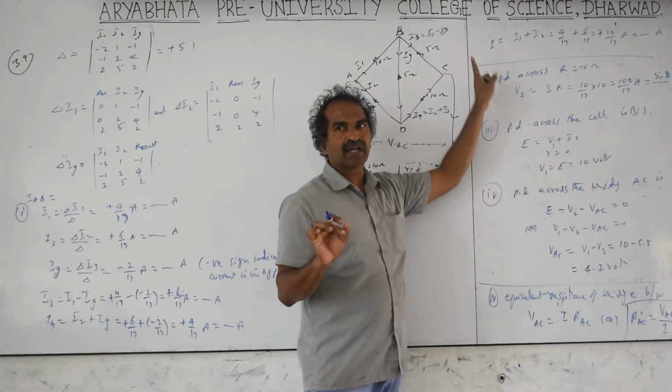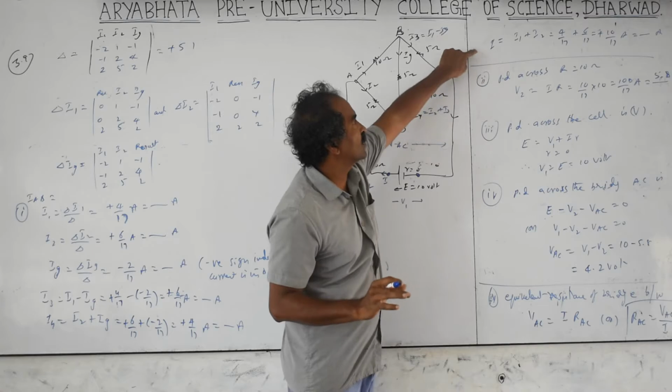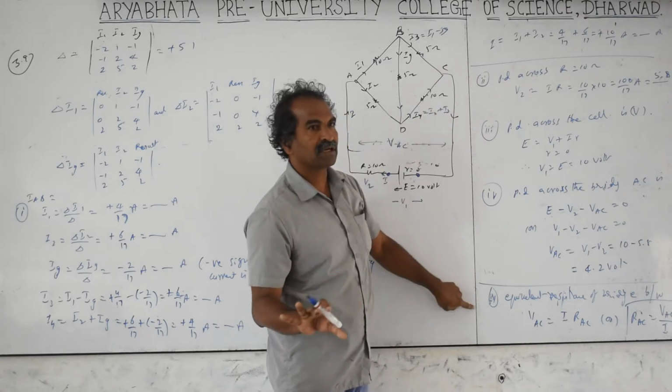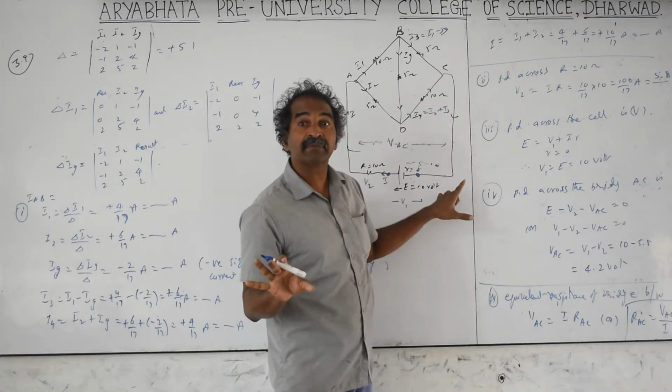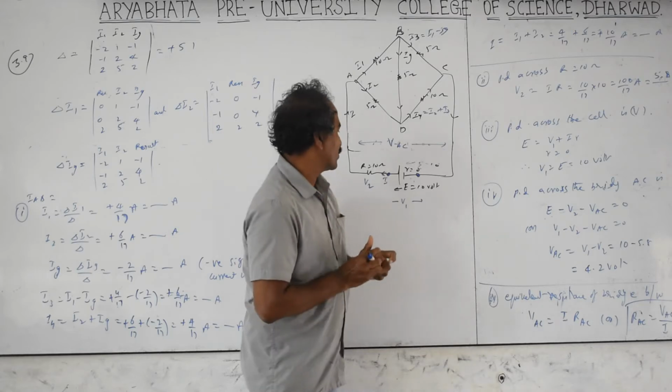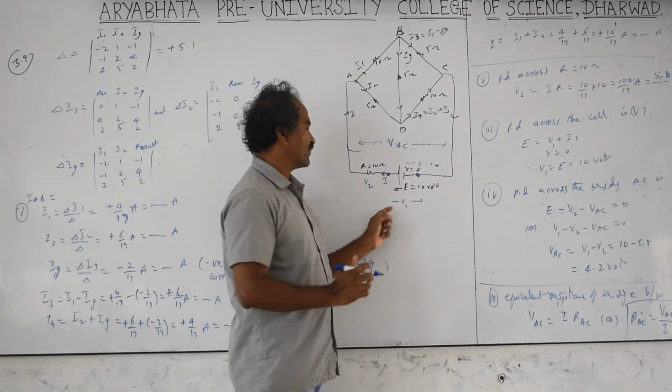In the textbook they didn't ask all these points; they asked only branch currents up to this. So we are discussing four or five extra points. In the examination they may ask, and for competitive exams also they may ask. The voltage across the cell is equal to V1.